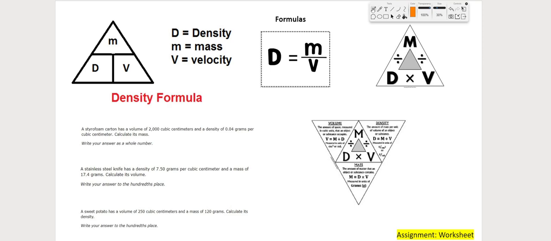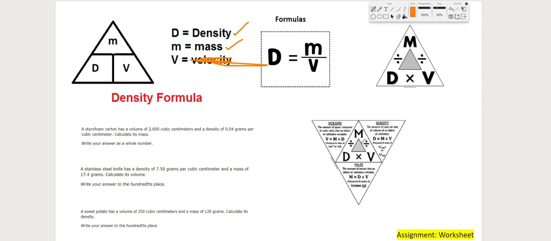Let me just go over density. If you don't know what density is, it's how dense an object is. Again, this is a science term: how dense, how compact something might be. Then you have mass, which has to do with weight, and then you have volume. Why does it say velocity here? I have no idea why it's velocity. It's supposed to be volume here.